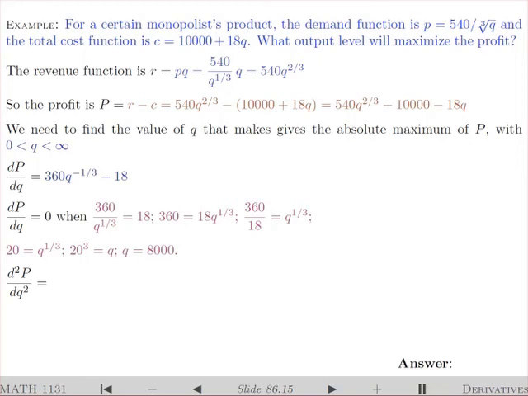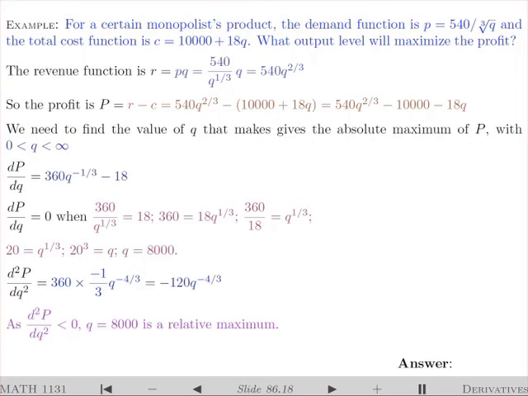We will use the second derivative test to decide what kind of extremum this is. The second derivative of profit with respect to Q is the derivative of this expression, 360 Q to the power negative 1/3 minus 18. And that will be 360 times negative 1/3 Q to the power negative 1/3 minus 1. Negative 1/3 minus 1 is negative 4/3. So that's negative 120 Q to the power negative 4/3. So that's negative whenever Q is positive.